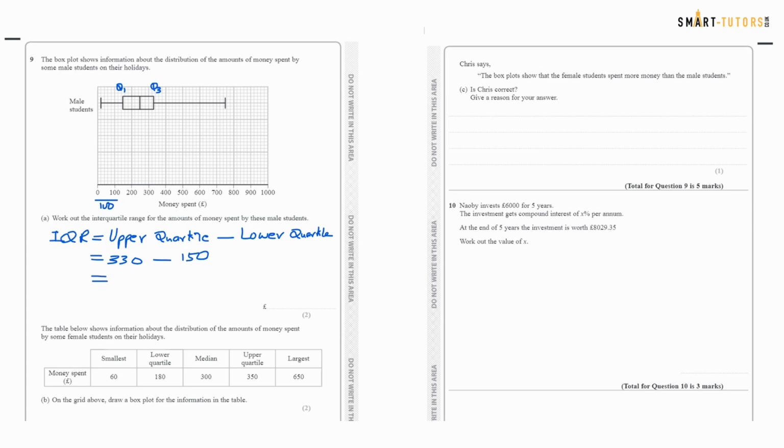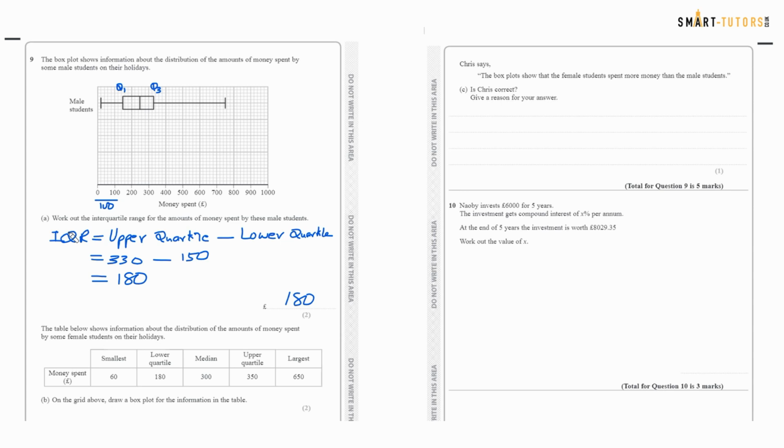Second part. The table shows the information about the distribution of the amount of money spent by some female students on their holiday. Smallest, largest, lower quartile, upper quartile, median, everything is given. It's a 2 marks question to draw the box plot. So first start with the lower quartile, which is 180. So 180 is going to be 4 small boxes.